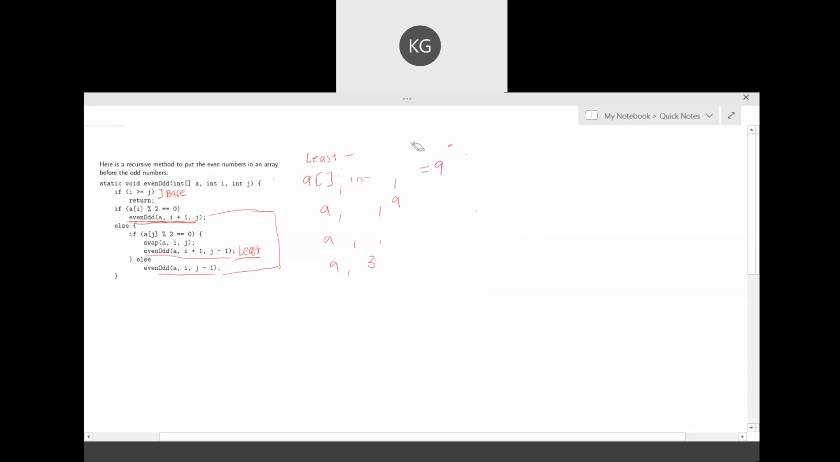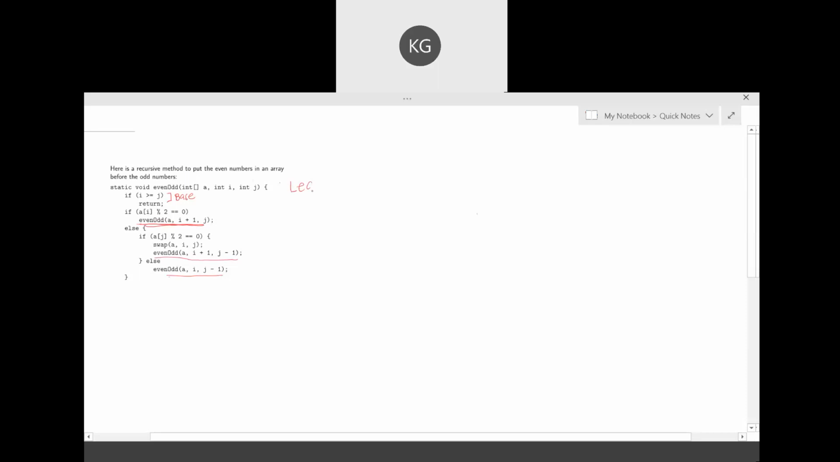So let's start off again with the least number of calls. We want the scenario that we came up with before where n is equal to 10 and we had 5 recursive calls. How could that happen? So let's look at the different parts of each if statement. This one right here is if a of I modulus 2 is equal to 0. So we know I is equal to 0 in our scenario, right?